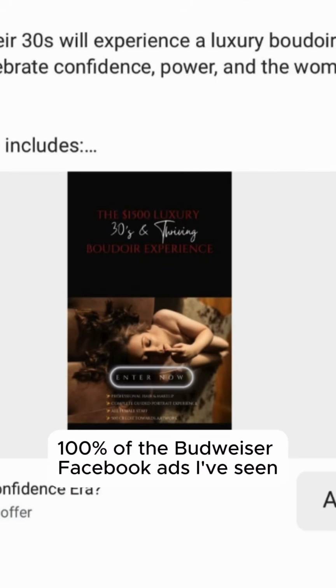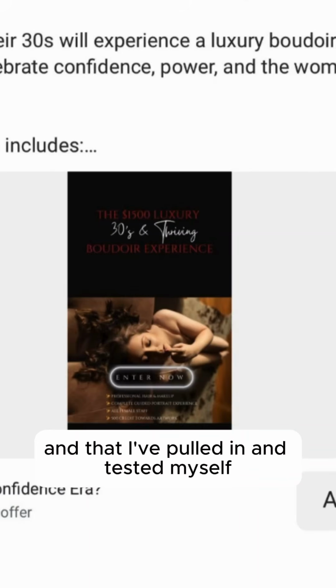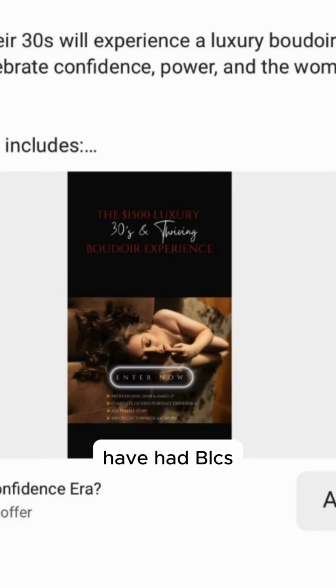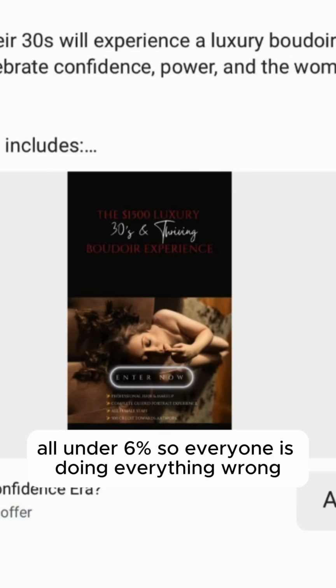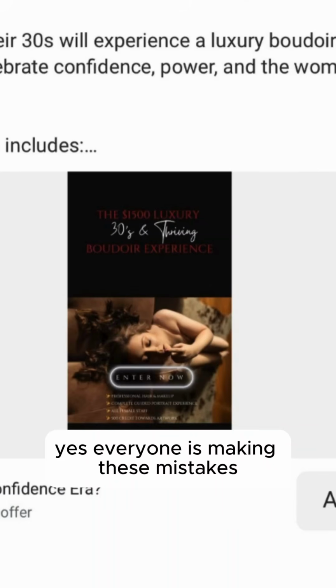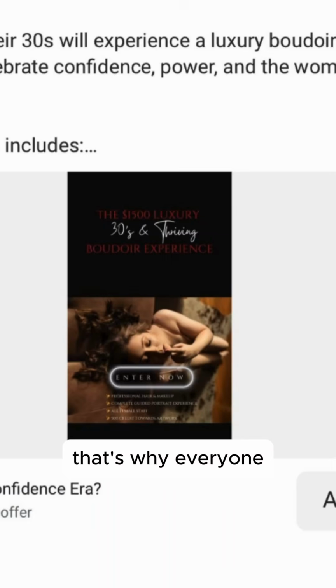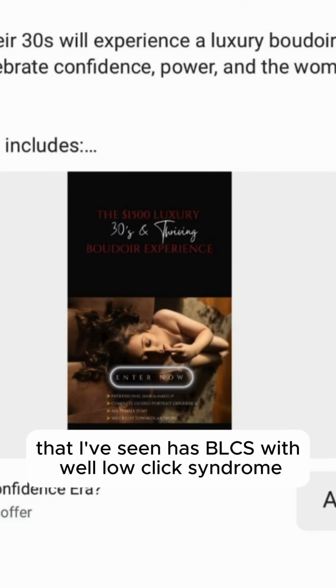Well, 100% of the Boudoir Facebook ads I've seen the back end for, and that I've pulled in and tested myself, have had BLCS, Boudoir low click syndrome, with a unique CTR all under 6%. Everyone is doing everything wrong. Yes, everyone is making these mistakes. That's why everyone that I've seen has BLCS, Boudoir low click syndrome.